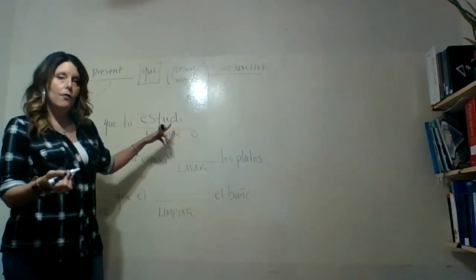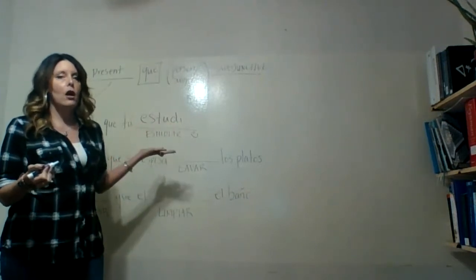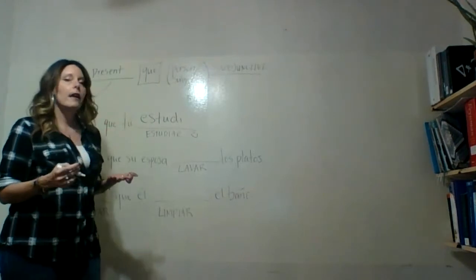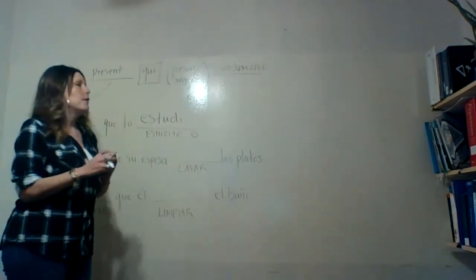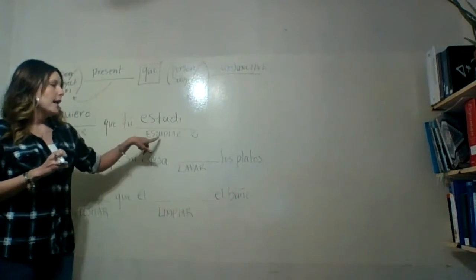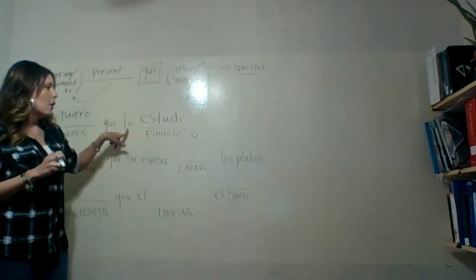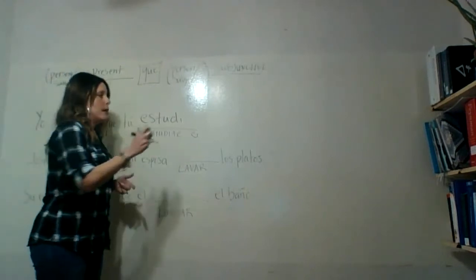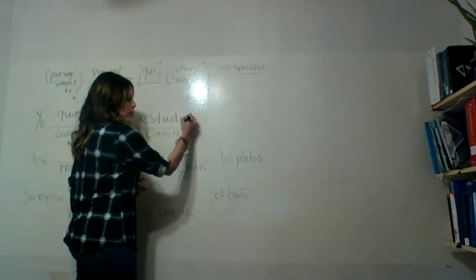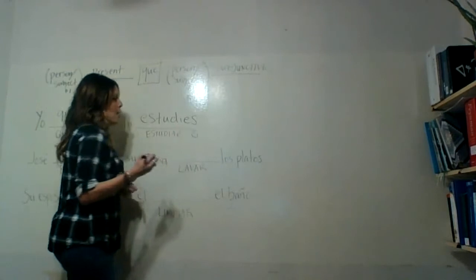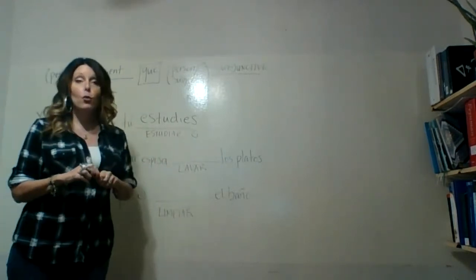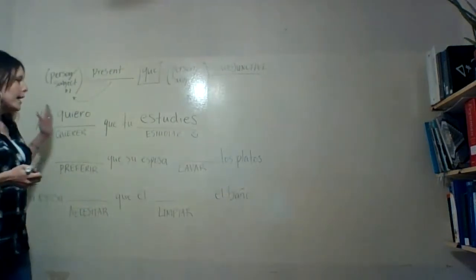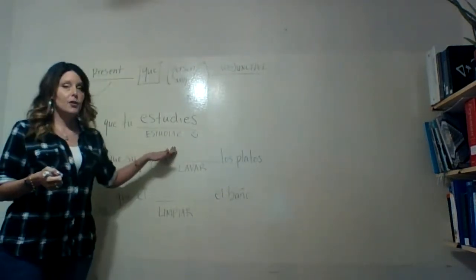E-S-T-U-D-I, because we got rid of the O from the yo conjugation of the present tense, and then we plunk on our appropriate endings for the subjunctive. Remember that we have to conjugate estudiar in the subjunctive based off of tú, and so the appropriate subjunctive ending for tú would be es, and our verb in the subjunctive would be estudies. So this whole sentence will read out, yo quiero que tú estudies.